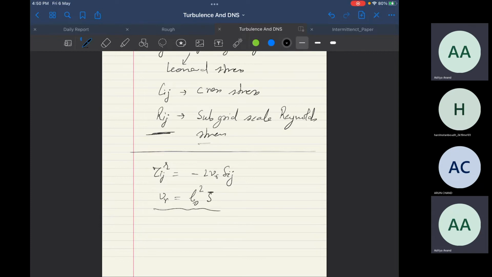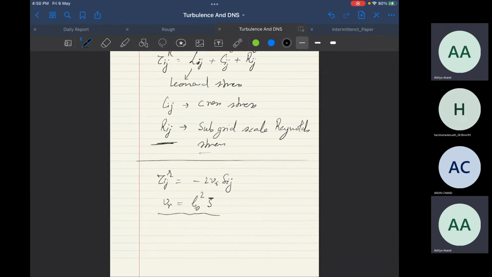Okay, there are several other methods to model this. I'll get into the details of it maybe tomorrow. I have not prepared for this today, so this was not very good, I guess. Okay, so let's stop today. We'll continue this tomorrow.